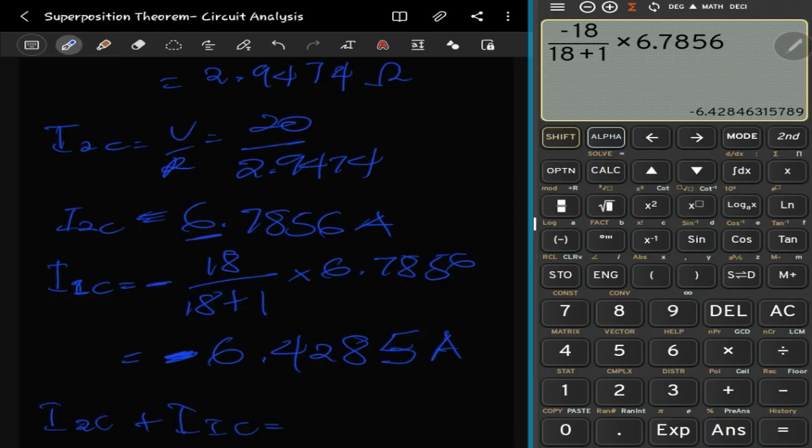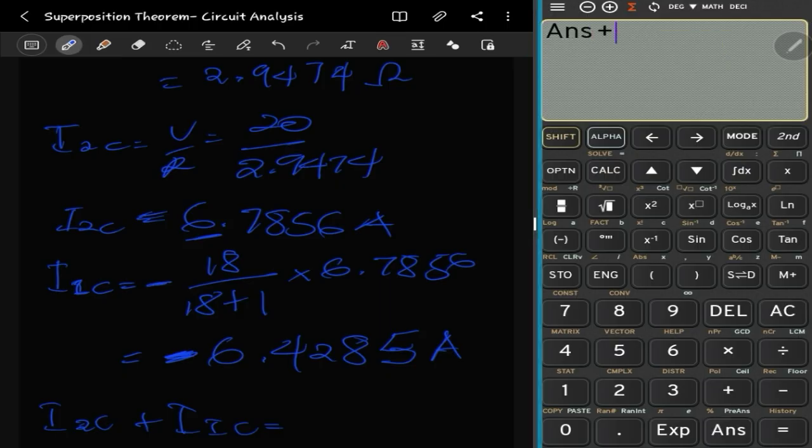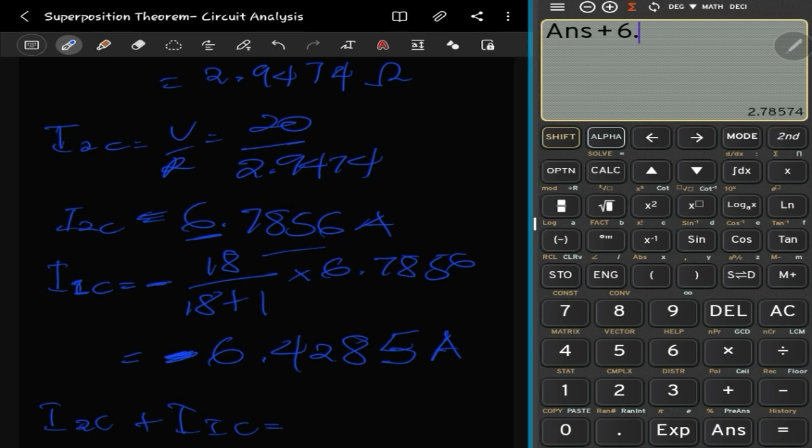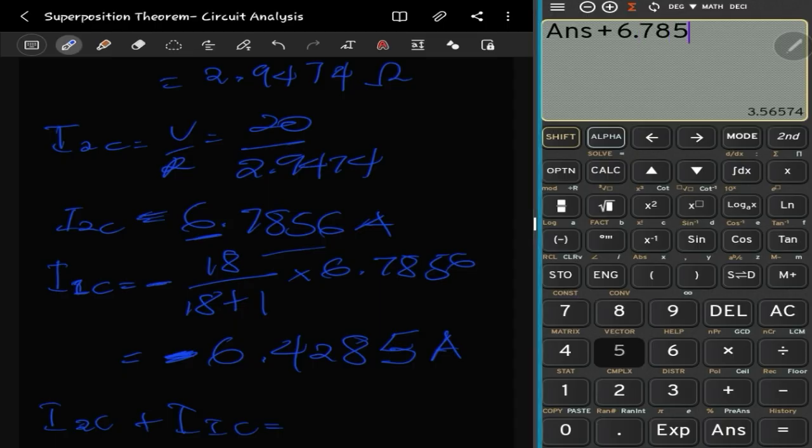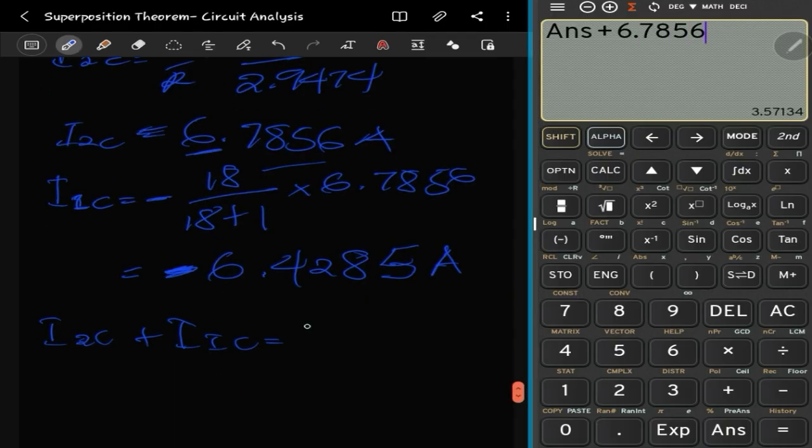Amperes, right? So adding this up to the I1C, to the I2C, just 6.7856. That gives us this, which is 3.5713 amperes. So now that we have these two, we can actually move on and find the one we need from the actual thing.